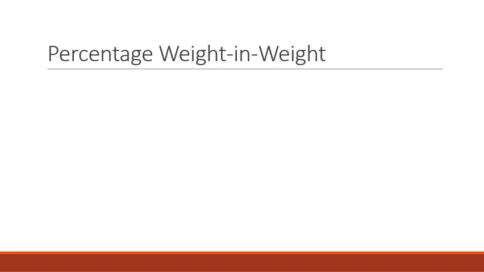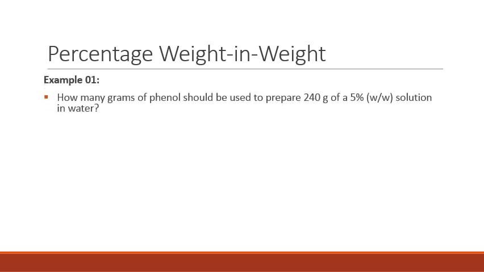Now we have the examples of percentage weight in weight. The first example is, how many grams of phenol should be used to prepare 240 gram of 5% solution in water? So over here, all the quantities are mentioned in weight. The total quantity of the preparation is 240 and it contains 5% of phenol. So we have to calculate the grams of phenol that have been used in making the preparation.